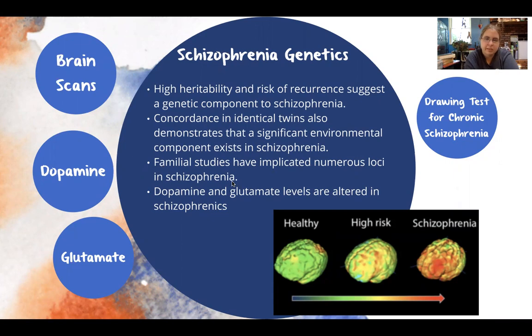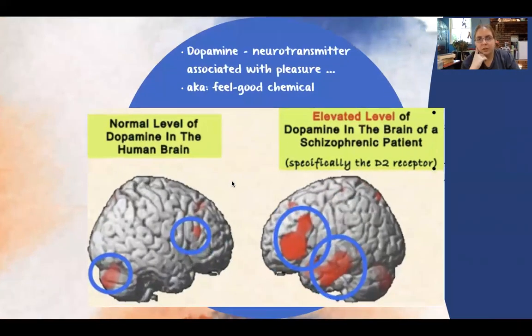So some of the genes that they're looking for are genes related to two hormones, dopamine and glutamate. What they've noticed is that these levels are severely altered in schizophrenics. So I'm going to talk a little bit about those. For instance, dopamine, it's a neurotransmitter associated with pleasure. So it's a happy, pleasurable hormone. It's the feel-good chemical. Now, normal brain, you see a few small areas of dopamine, but then in someone with schizophrenia, we see these larger, elevated levels of it.